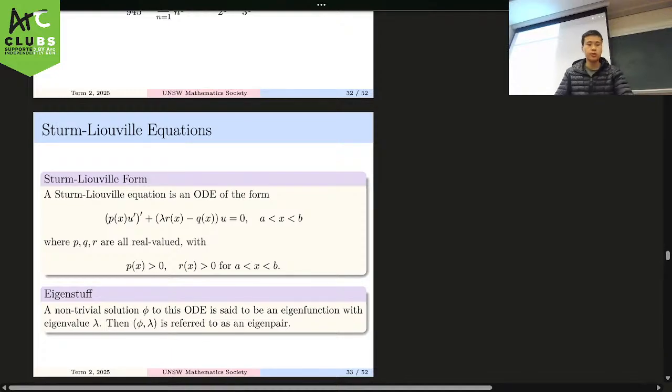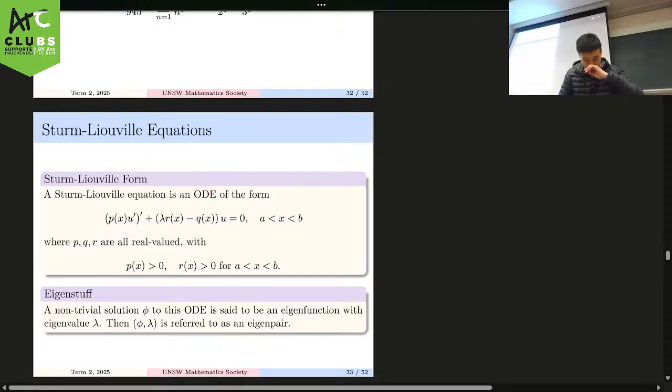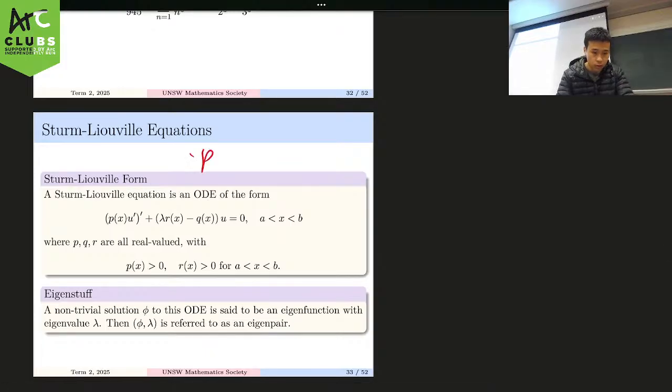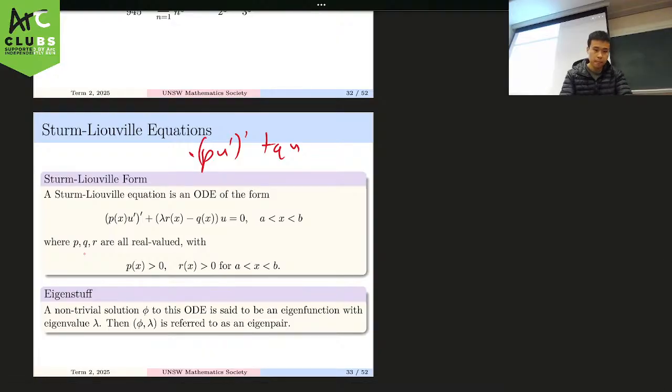Okay, so Sturm-Liouville equations. Essentially, it's just another expression for an ODE, and it's specifically in this form. So it's really reminiscent of our self-adjoint operator, which was negative p of x, u dash, dash plus q of u. So it's kind of like if I swap down the signs, this is 0.